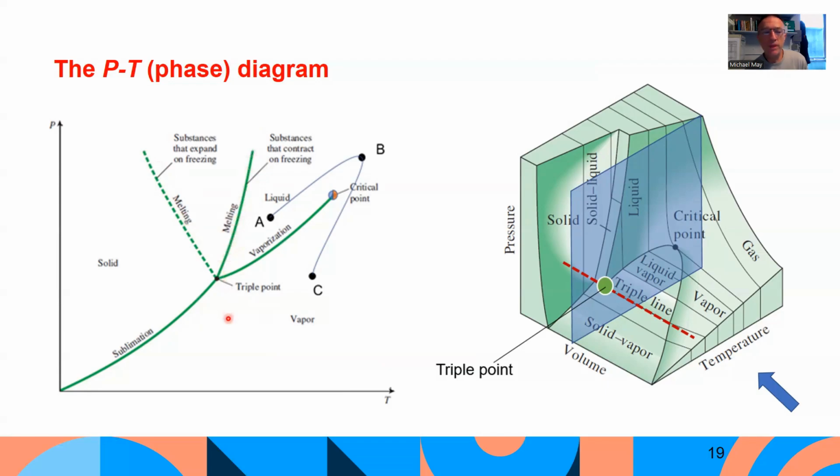And the triple line that we introduced on the previous slide is represented as a point on this diagram. So here's the triple line here, but when we're looking in from the side, it looks like a point because the triple line occurs at a particular pressure and a particular temperature, but over a range of specific volumes.